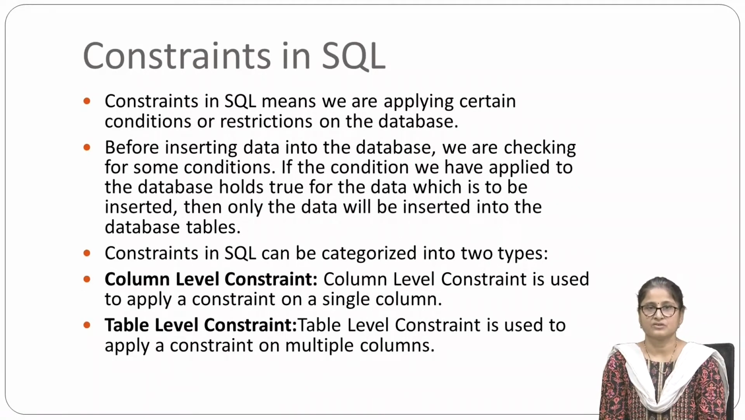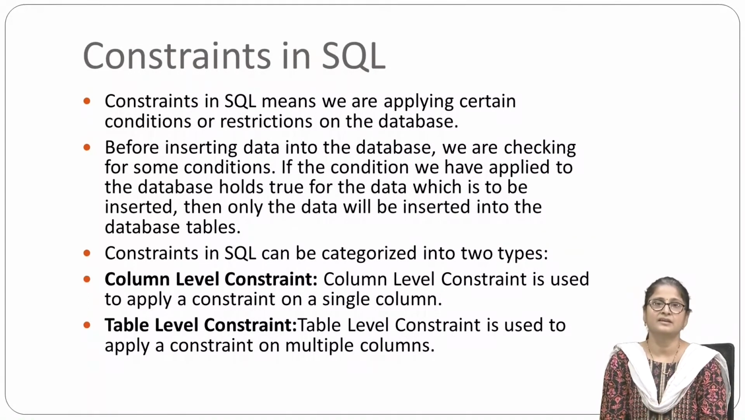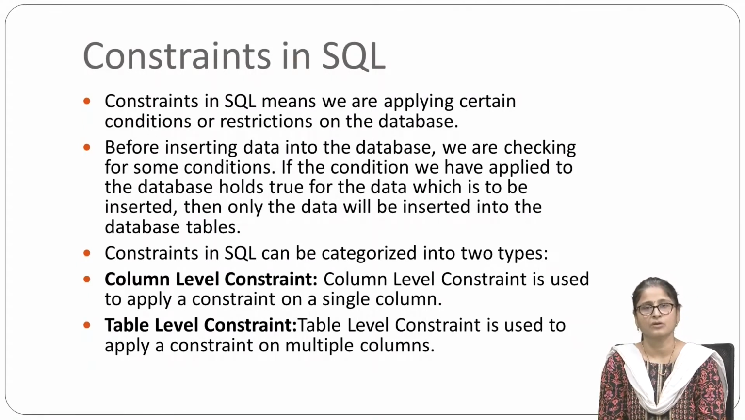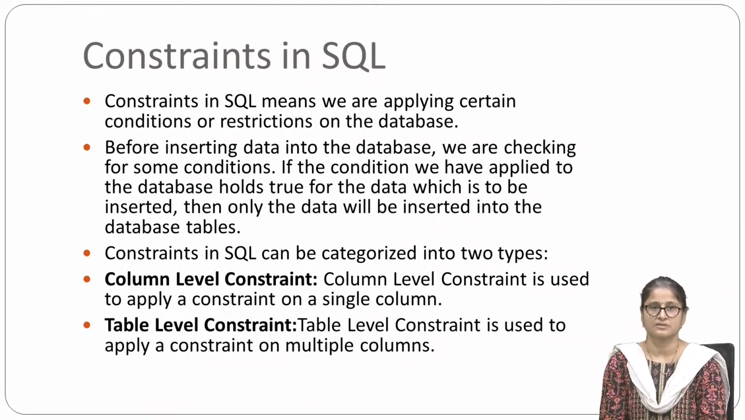Okay, so if the conditions of this restriction have been satisfied, then the data will be inserted into the particular column in the database. Now, there are two types of constraints in SQL. The first one is the column level constraint, and the second one is the table level constraint.